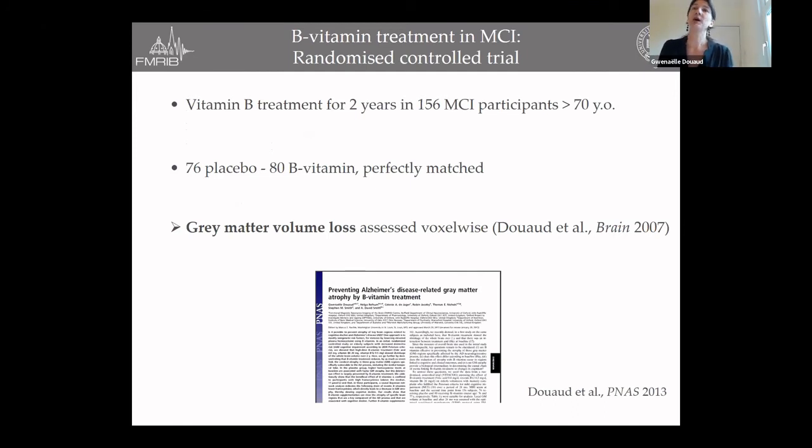So here, that trial was a vitamin B treatment trial carried out for 2 years in 156 MCI participants who were over 70 years old. They were randomized and perfectly matched for what we cared about: age, sex, age by sex, homocysteine levels in the blood at baseline, vitamin B levels at baseline, et cetera. And what we looked at was the gray matter volume loss assessed voxel-wise. That was using a method that I developed in FSL based on concepts that had been proposed earlier on by UCL, and that was published in PNAS.